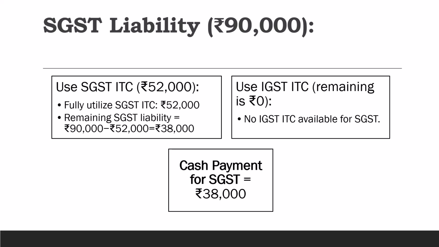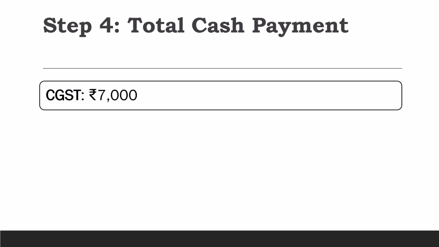Is that okay? Then total cash payment will be CGST 7,000, SGST 38,000 and IGST 0. On account of IGST, there is no liability because he has paid the entire amount from the IGST credit available. So total cash payment will be 45,000. Okay. So this is the minimum cash he has to pay. Okay. Fine. If you make an error, then it may be higher.